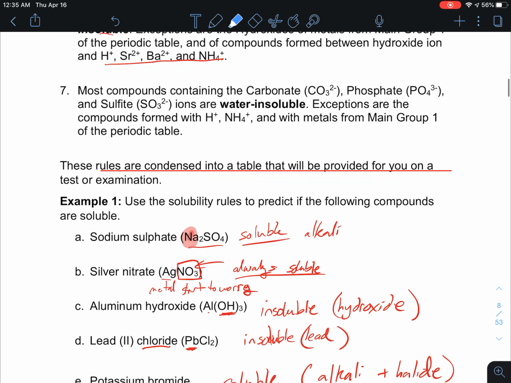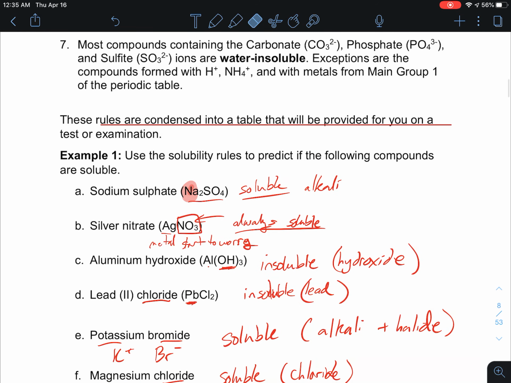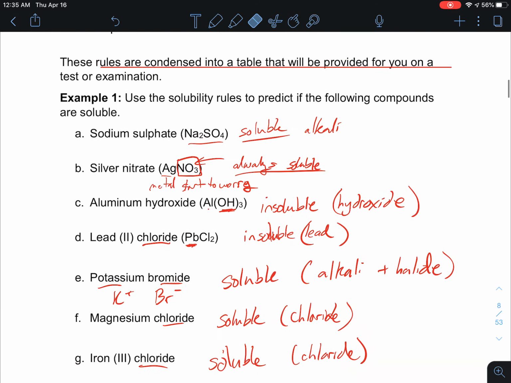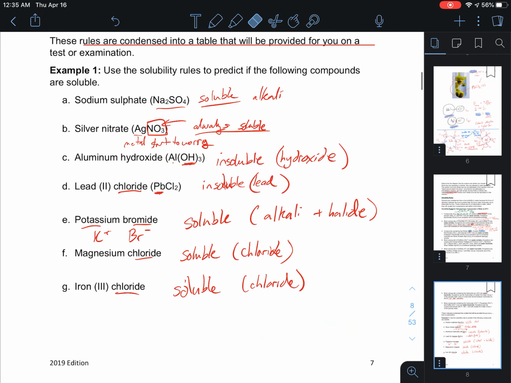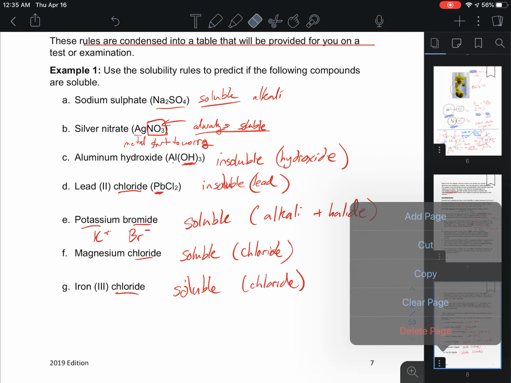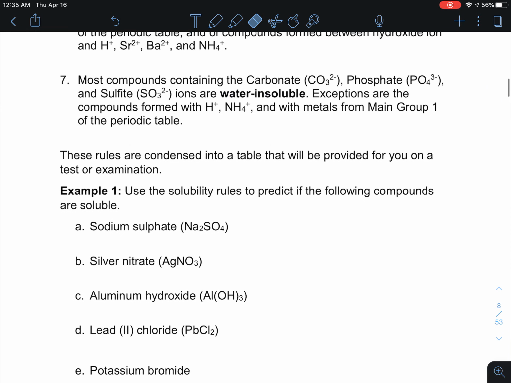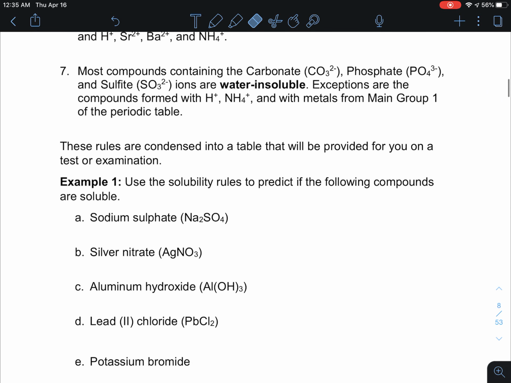So how can we use that? Well, I'll show you a couple of examples. I'll clear this page and we can do this page together. So we can use these rules by looking at things like this. Here we are looking at a sodium sulfate, and we want to find out if it's soluble. The first thing I see is a sodium, and I say, wait a second, all group 1 elements are soluble. So I don't have to go any farther than that.